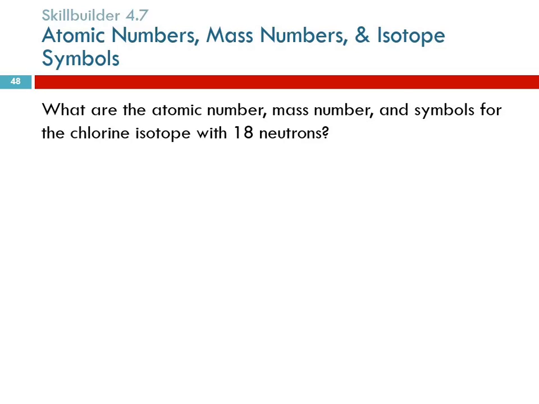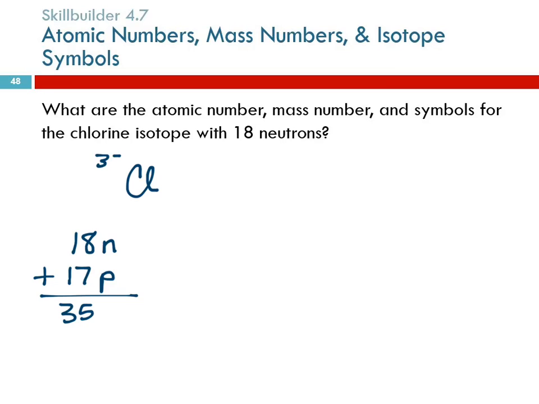So we need to be able to do things like this. What are the atomic number, the mass number, and symbols for the chlorine isotope with 18 neutrons? So chlorine, what's the symbol for chlorine? Cl. And we're told it has 18 neutrons. How many protons does chlorine have? 17. So then what's the mass number? 35. Total of 35 protons and neutrons.